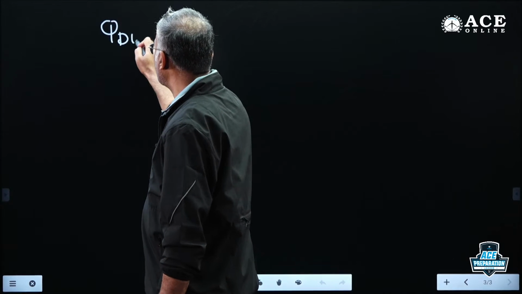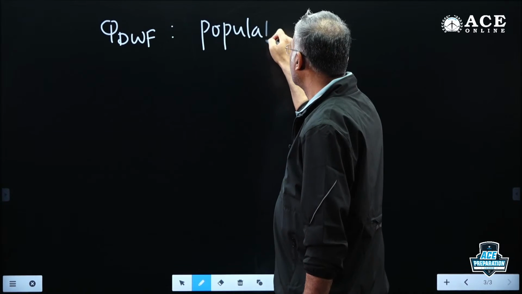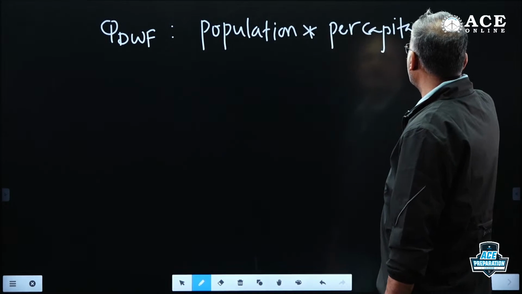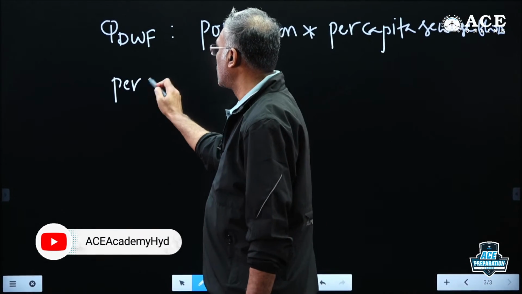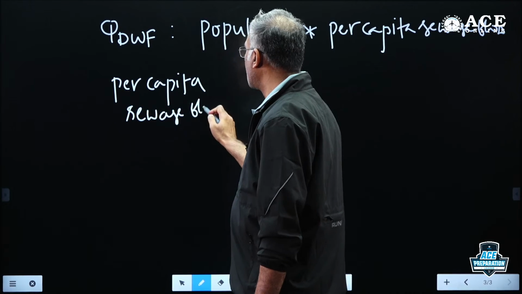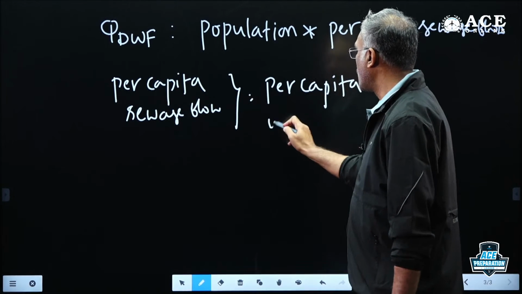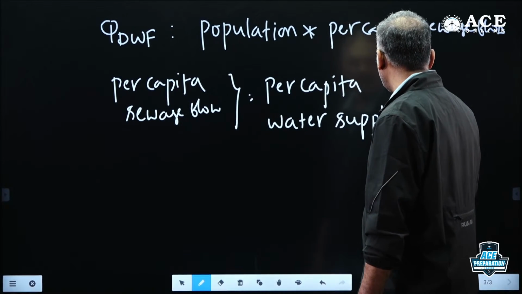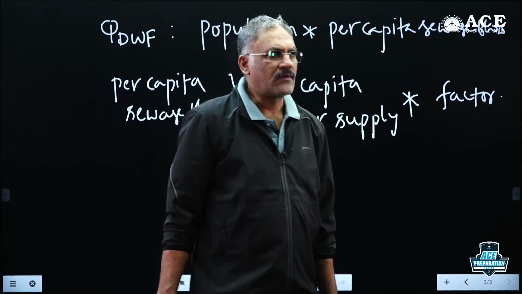So, dry weather flow and wet weather flow estimation. Dry weather flow, as you all know, is nothing but population into per capita sewage flow. But mostly per capita sewage flow is not given, but per capita water supply is given. If per capita water supply is given, from there you can find out per capita sewage flow. Per capita sewage flow is equal to per capita water supply into a factor, the fraction of water supply that converts into sewage. It's called the factor. So we carry out dry weather flow estimation like this.